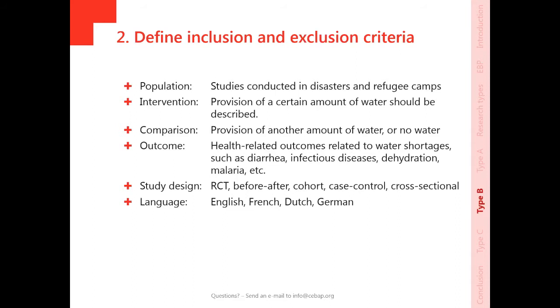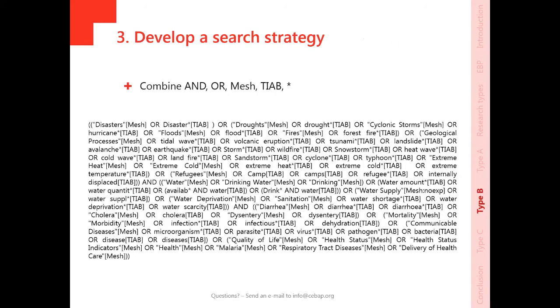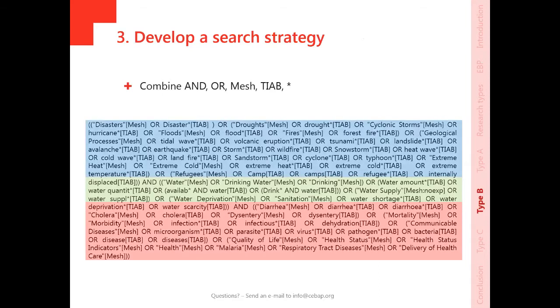Once you have defined your research question and your inclusion and exclusion criteria, it's time to start searching for relevant papers. And to do this, you should develop a search strategy. In this case, a search strategy looks something like this. So instead of entering just 2 words, like water and disaster, as we did in the early version, this one is a little bit more complex. As you can see, our search strategy consists of 3 blocks.